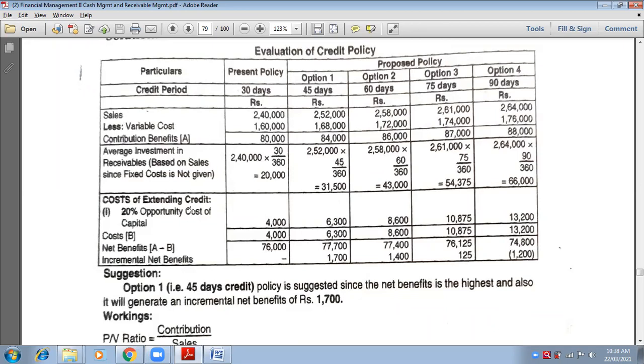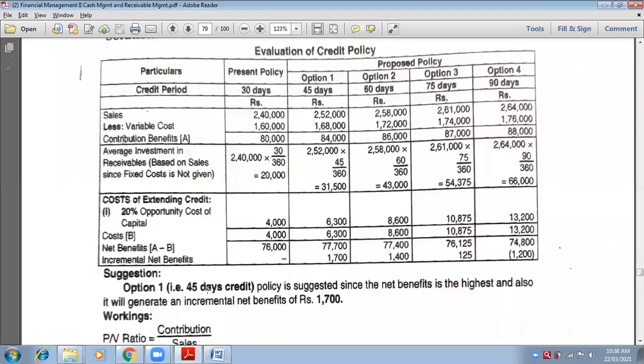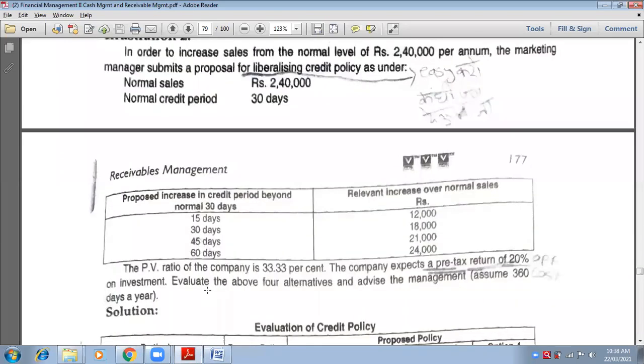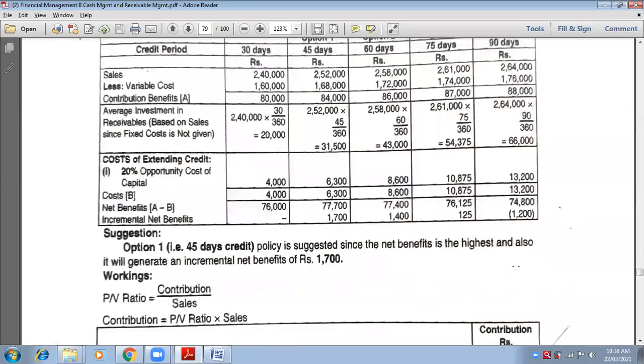Number 1, opportunity cost. I told you already, it is given in the question. Look at the question. Opportunity cost is always given in the question. See, pre-tax returns on investment means opportunity cost. So how much is opportunity cost? 20%. Yes, 20% is common for all.